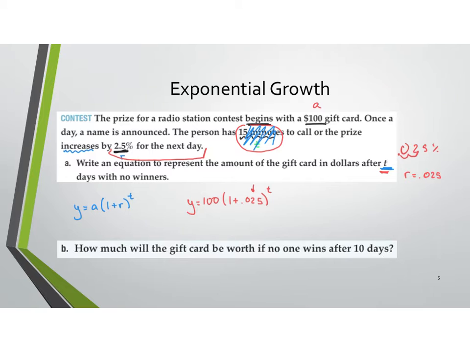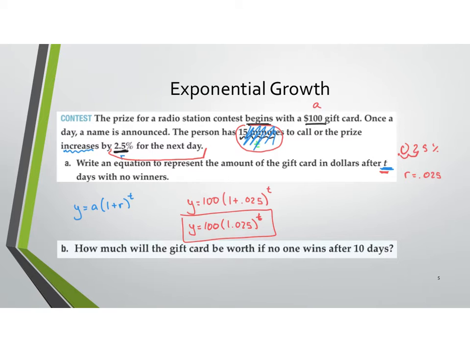All right, now that I have my equation, I need to simplify the inside of the parentheses. So I have y is equal to 100 times 1.025 to the power of t. And this is my equation.